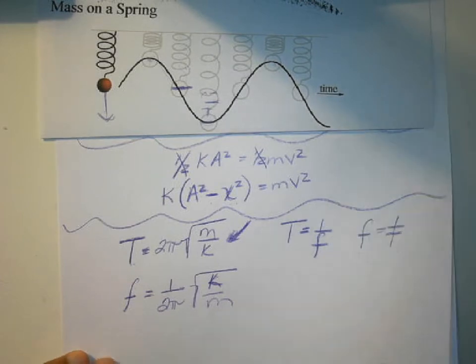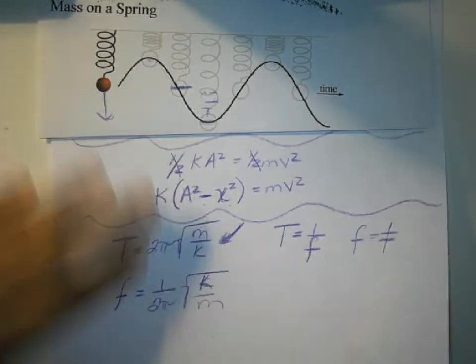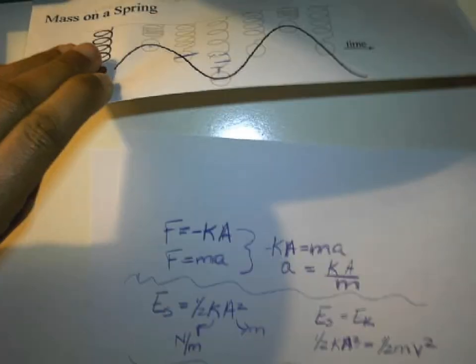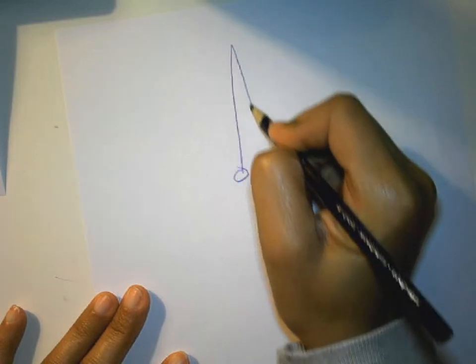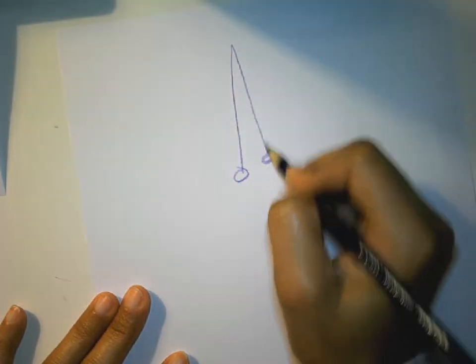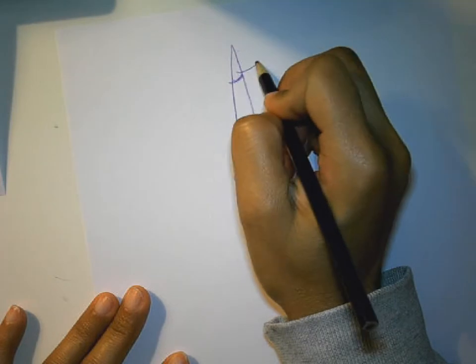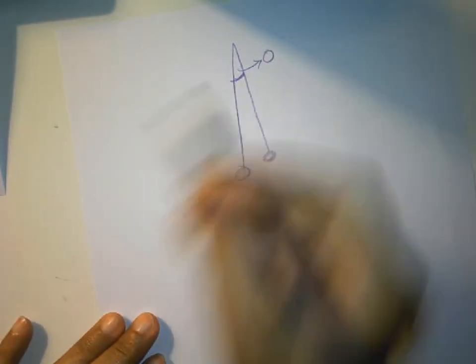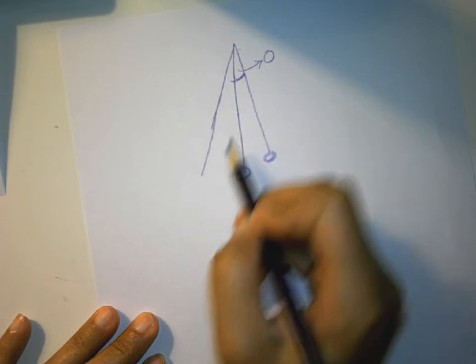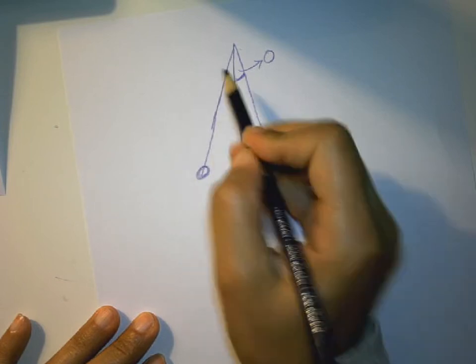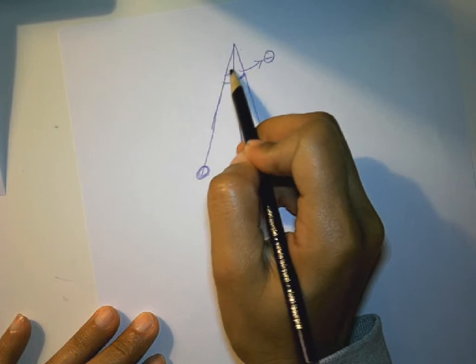Let's take a look at a pendulum. All right, let's see if I can draw a pendulum here. So I have a pendulum, and I'm going to pull it out some angle theta. That's the amplitude, that's the angle theta. And then it's going to swing down through equilibrium and over to the other side where it's the same angle theta.